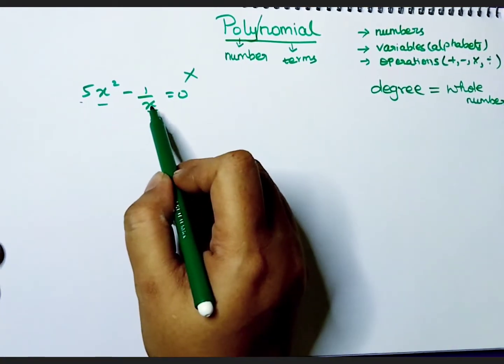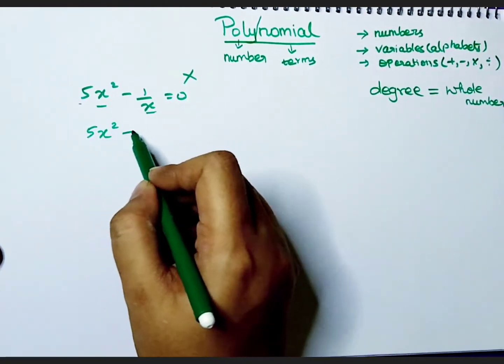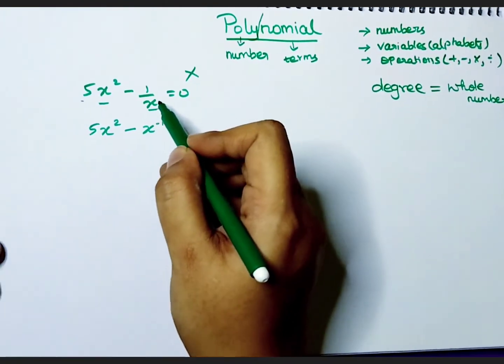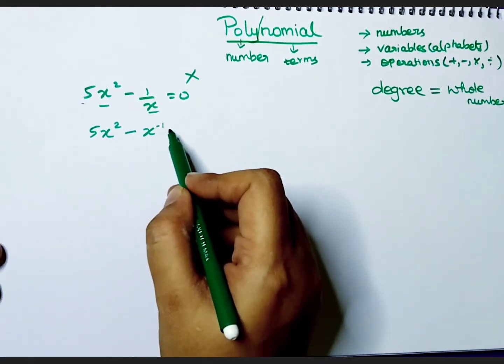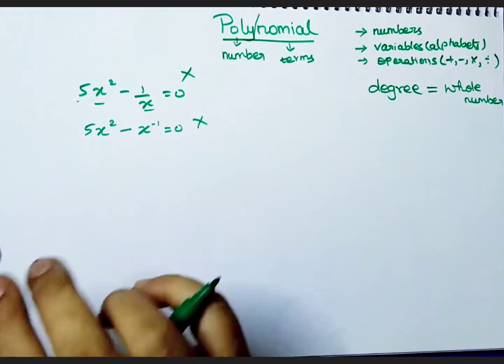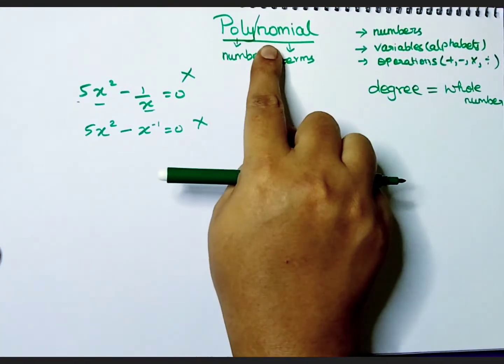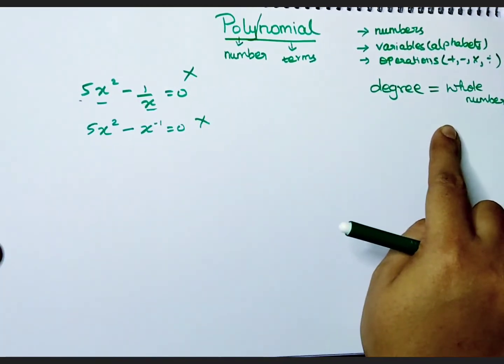The reason is, if we take x to the numerator, that becomes 5x square minus x to the power minus 1. As we have the power negative, this cannot be a polynomial, but we can say it is an algebraic expression. Okay, for polynomials, we should have the degrees as whole numbers.